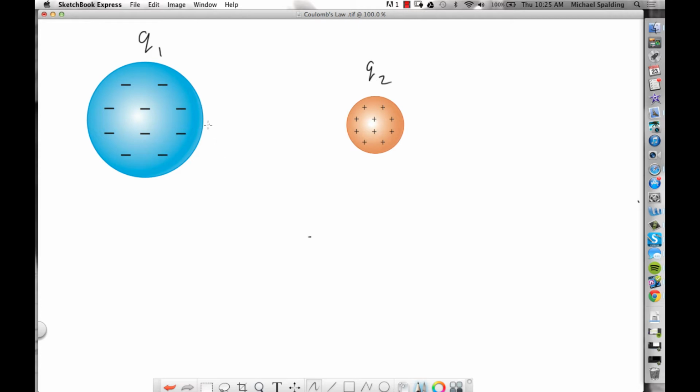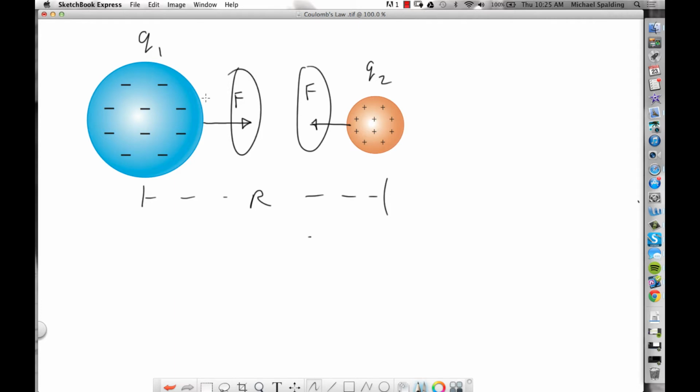So here we have a positive charge and a negative charge. These charges will attract each other like this. And then let's say they're separated by a distance r, like that. We can calculate the force of attraction between these two charges. And by the way, are these two forces the same or different? We got a big negative and a little positive. Same. Even though one is big and the other one's small, they're the same.